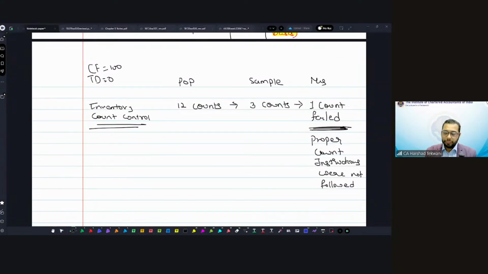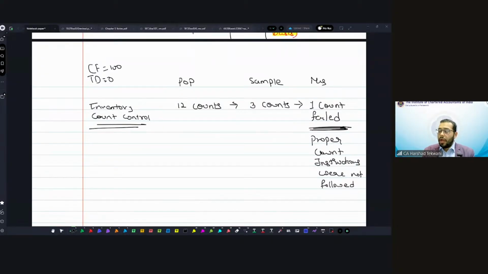Okay, fine. Actually, here we are talking about the test of control. In this case, the level of confidence is 100%, but we identified there is 1 count, there is a mistake. Which means that where there is a problem, we need to identify and fix it.